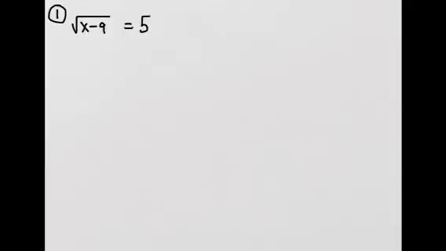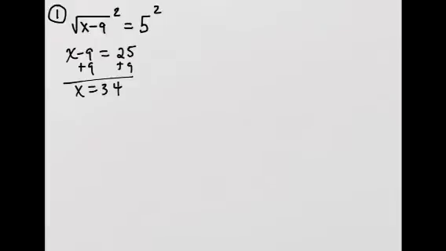Okay, so we're solving for x. In order to do that, you have to first get rid of the radical. Since this is a square root, we're going to square both sides of the equation. That leaves us on the left side with x minus 9, on the right 25. Add 9, and so x is 34. And just go back to the original one. 34 minus 9 is 25. The square root of 25 is 5, so it checks.